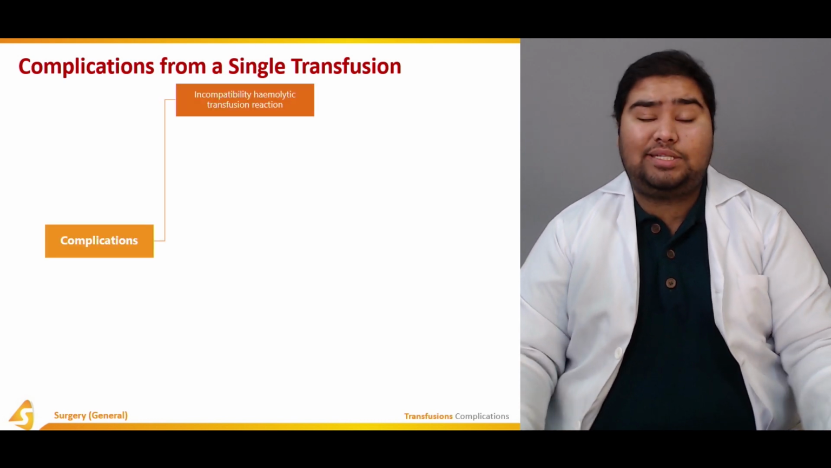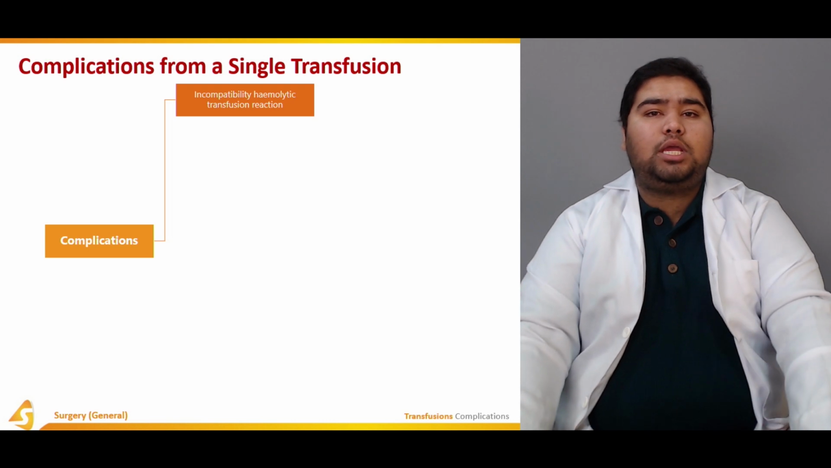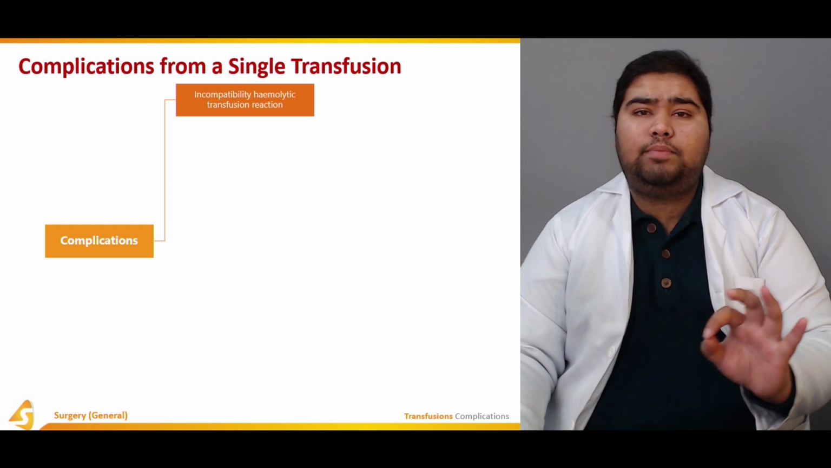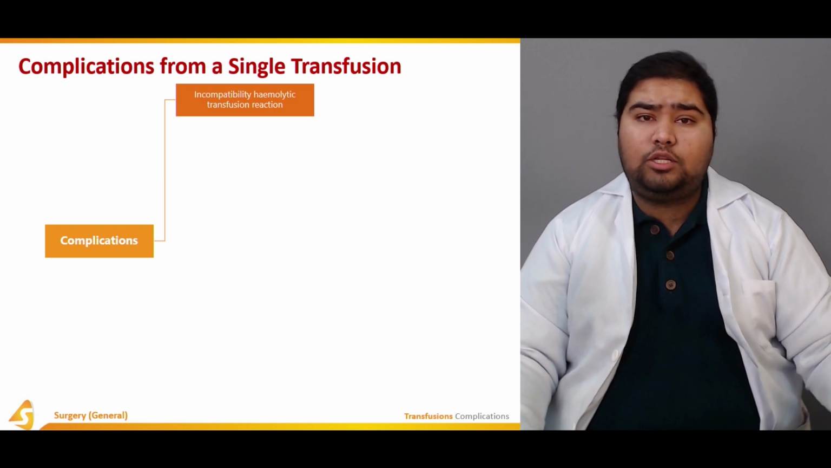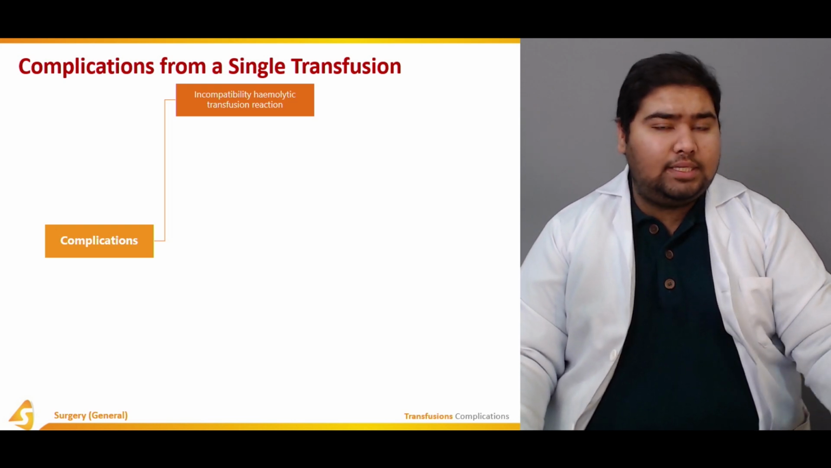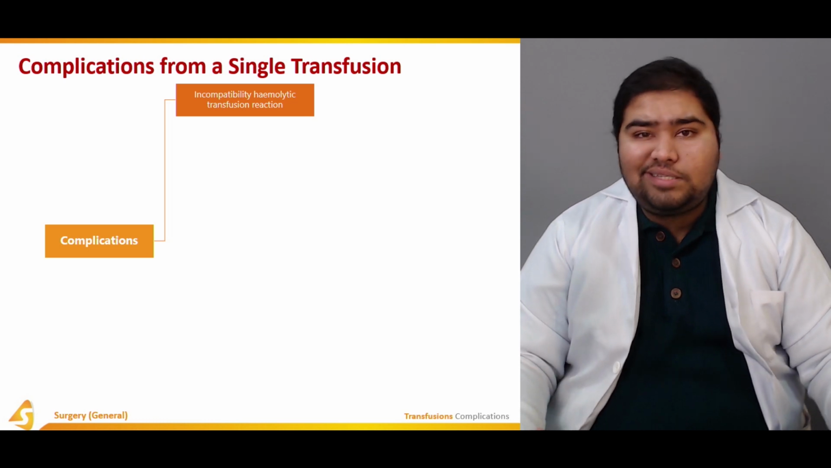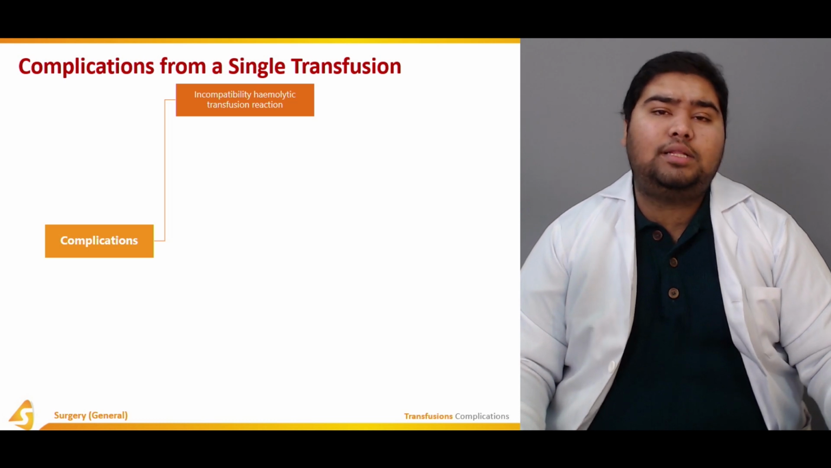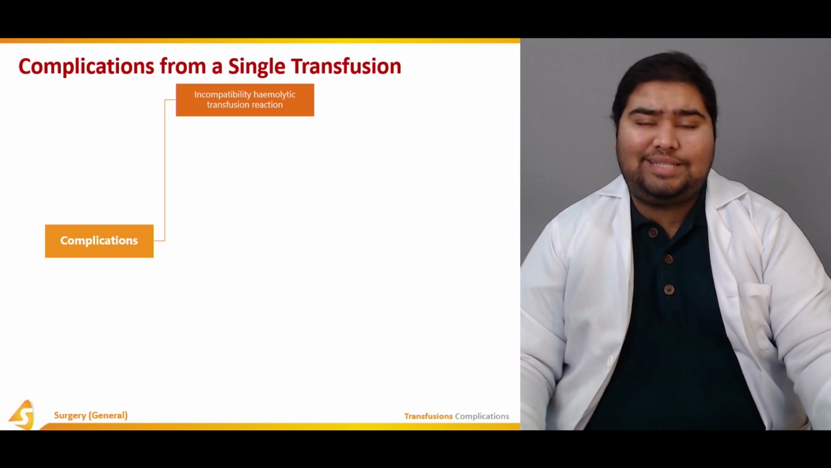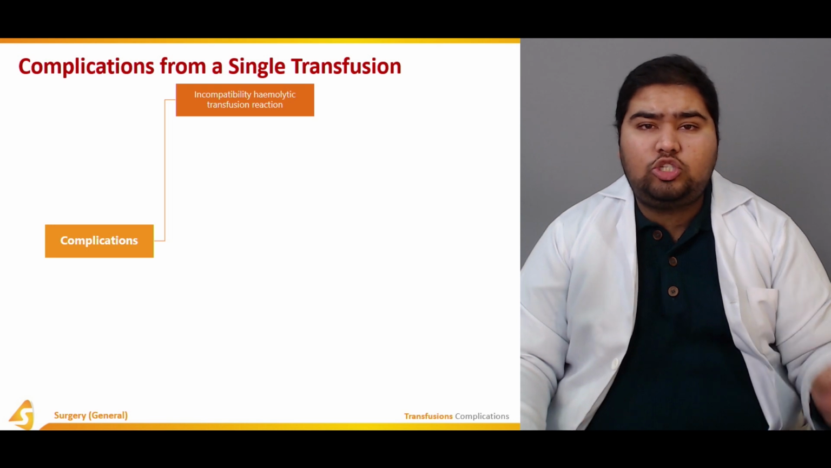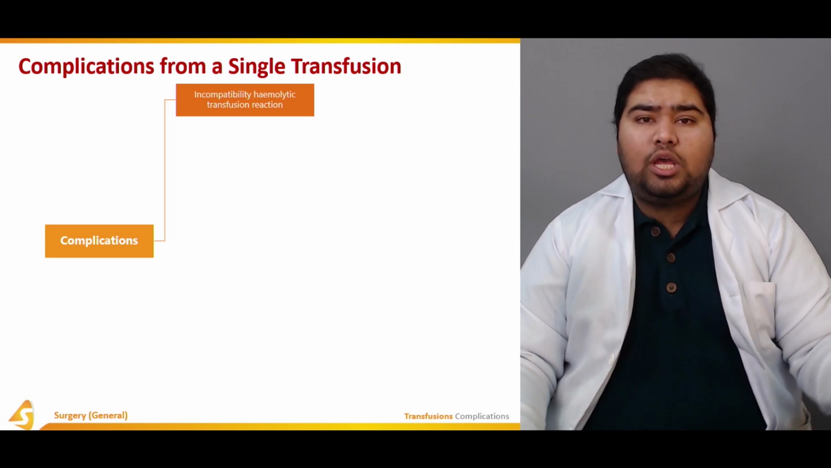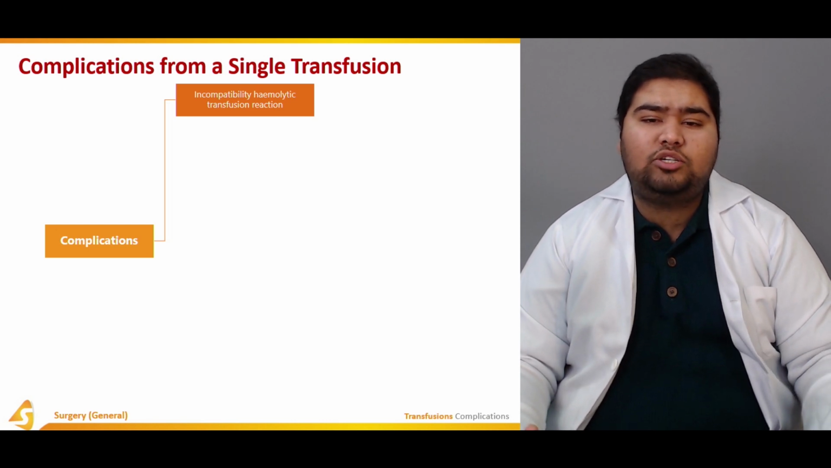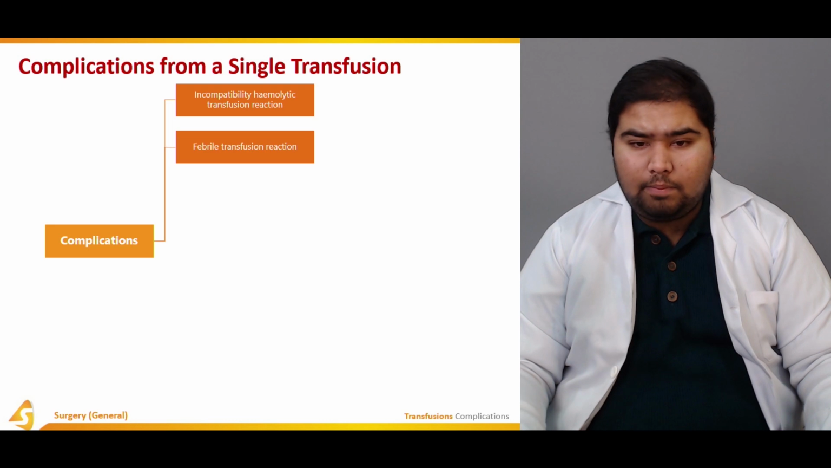These complications include the incompatibility hemolytic reaction. So you gave blood which was not compatible between the donor and the recipient. Once that occurs, there would be an extensive hemolytic reaction that would occur rapidly and would deteriorate the condition of your patient. In such a condition, you should always stop the transfusion and look for the reason as to why that hemolytic transfusion reaction has taken place.